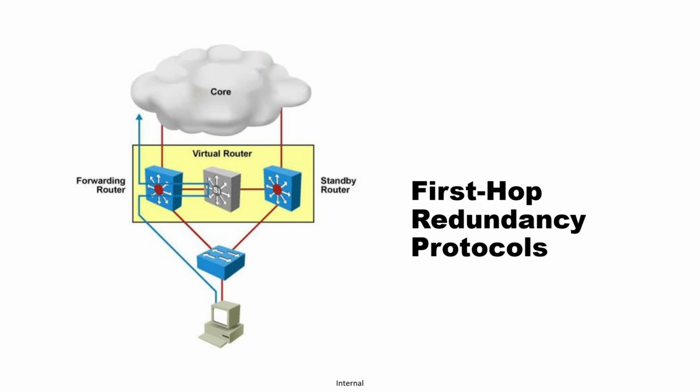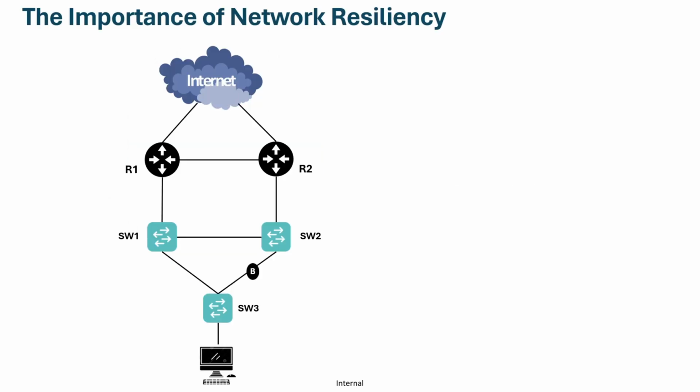Hello everyone. In this session of the CCNP ENCOR series, I'll give you a brief introduction to FHRPs, also known as First Hop Redundancy Protocol. In modern network design, resiliency is a key factor for maintaining reliable connectivity.